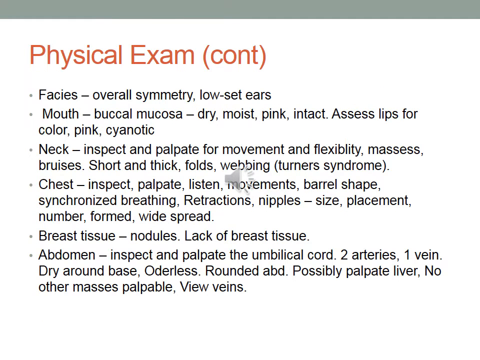Face, overall symmetry, again, low set ears, look for the symmetry of the ears and where they're set. Mouth, buccal mucosa, is it dry, moist, pink, intact. Neck, inspect and palpate for movement and flexibility. Chest, breast tissue, and abdomen, we want to inspect and palpate the umbilical cord, 2 arteries, 1 vein, dried around the base, odorless, round abdomen, possibly palpate the liver. No other masses should be palpable. View the veins.